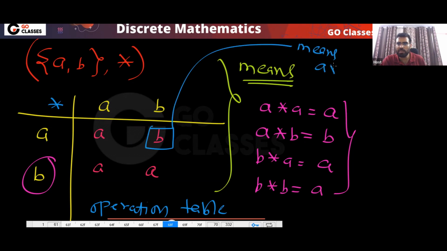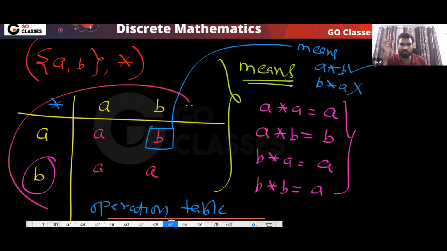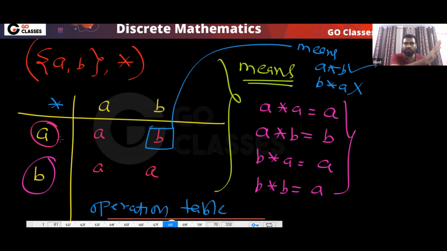This means a star b or b star a. What does this mean? This means a star b. This does not mean b star a. So whenever you have this operation table, always read from the row, from left to right.